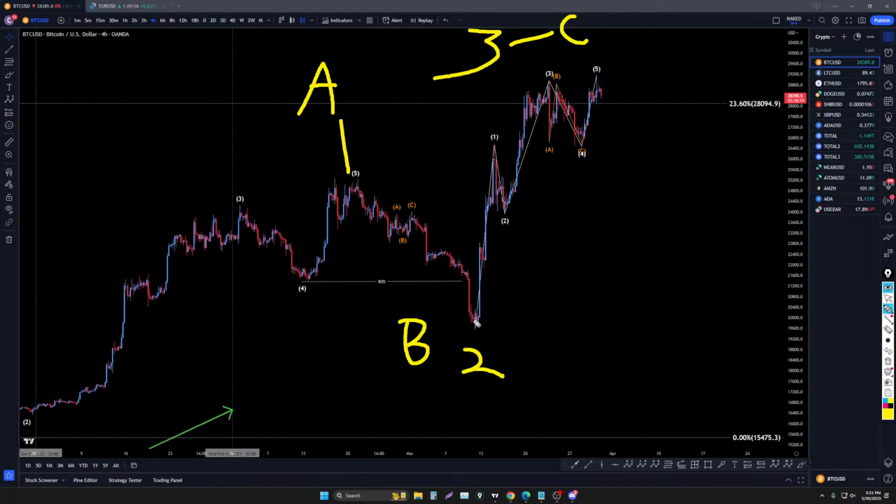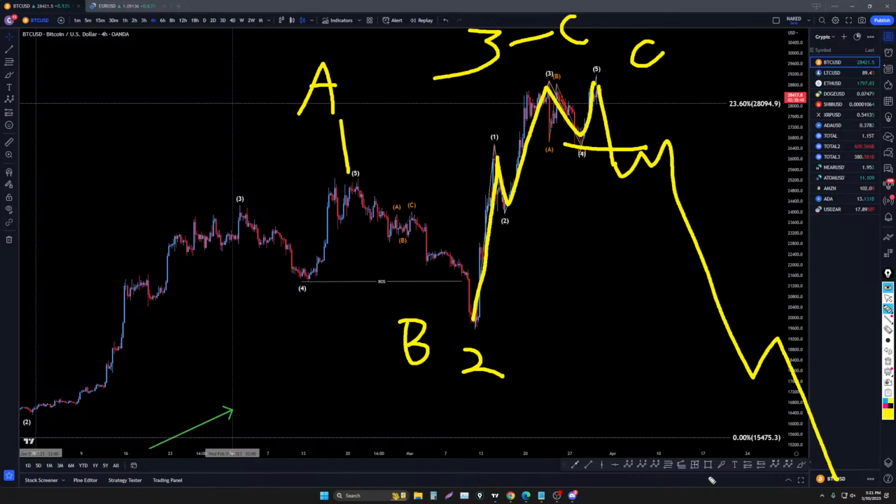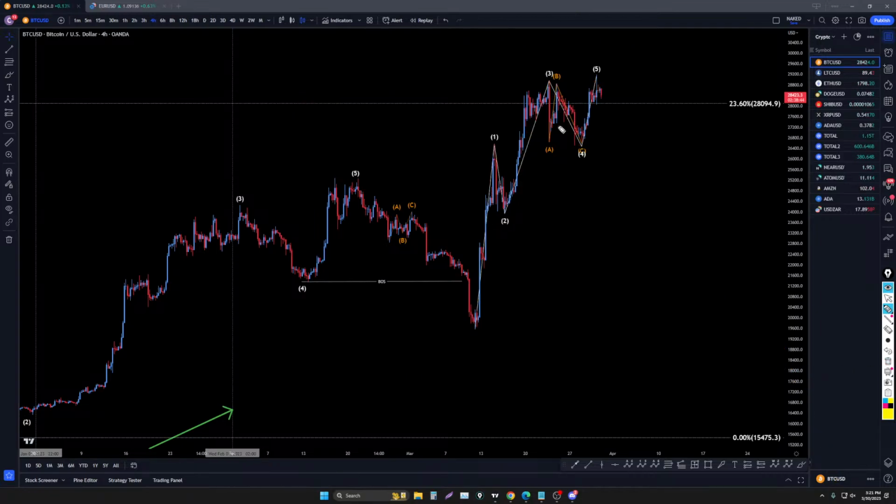Because if this is a wave C, then this means this is probably a 1, 2, 3, 4, 5. If it is a wave C, then it goes down, takes out structure. That will prove to me that it is a wave C and that it's going down probably at least to the $10,000 area. But until it actually takes out the low of wave 4, we have really no way of knowing whether or not this trend is over that started right here.